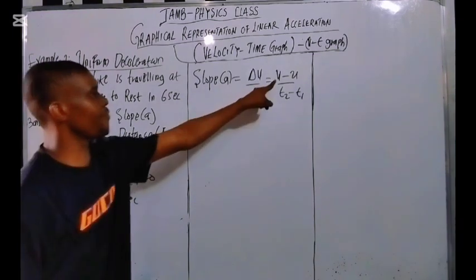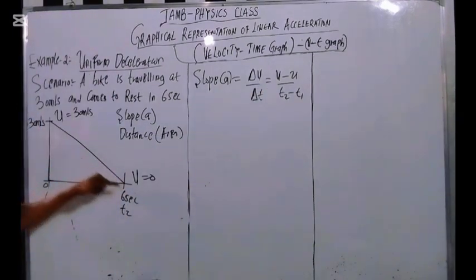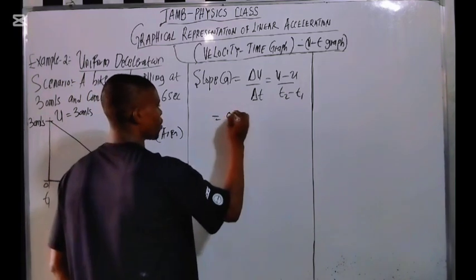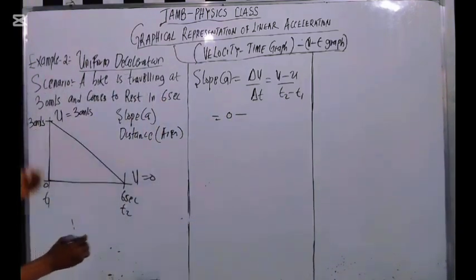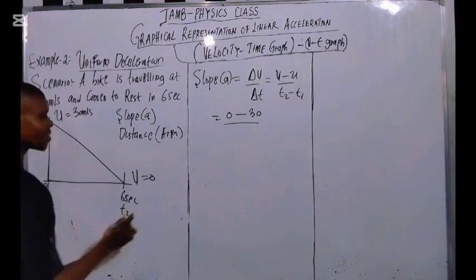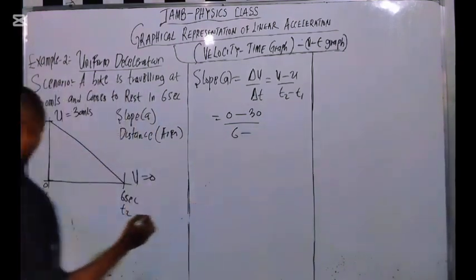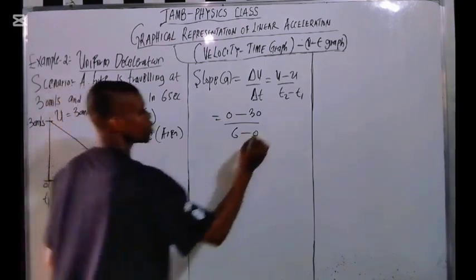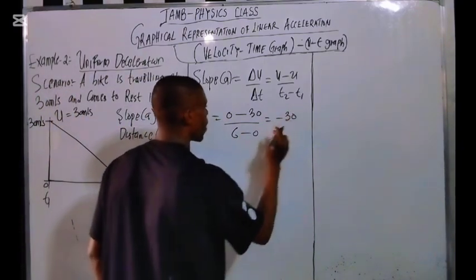So now what is my V here? My V is 0 because it decreases to 0 here, comes to rest. So the acceleration equals 0 minus 30 over my T, which is 6 minus 0. 0 minus 30 is minus 30. Remember the unit: meters per second.